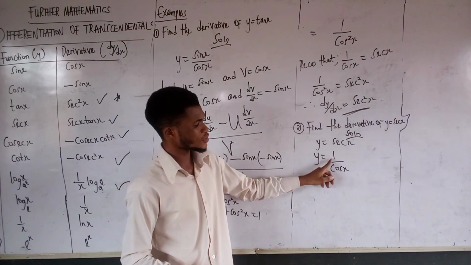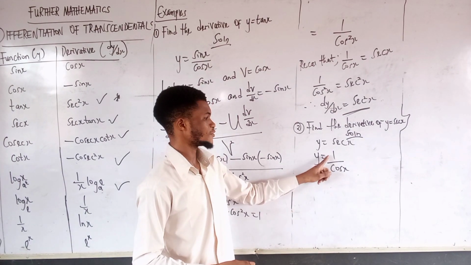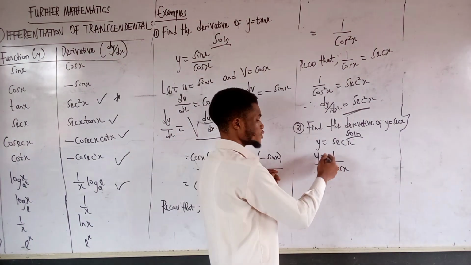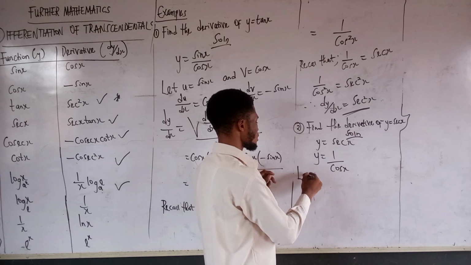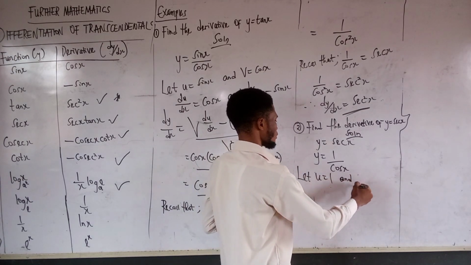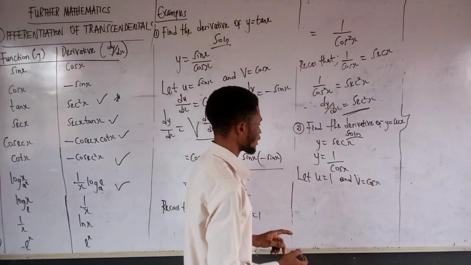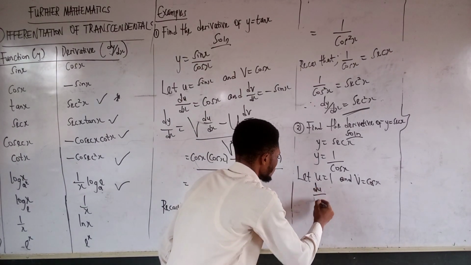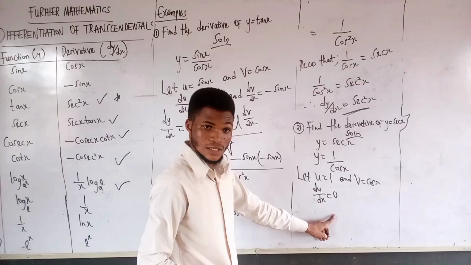Then this is a fraction, is it not? And whenever we have a fraction, we are meant to use the quotient rule. So first, we replace the numerator with u and the denominator with v. I will say let u be equal to 1 and v be equal to cos x. Differentiate this u. So du/dx will give me 0, differentiation of a constant.